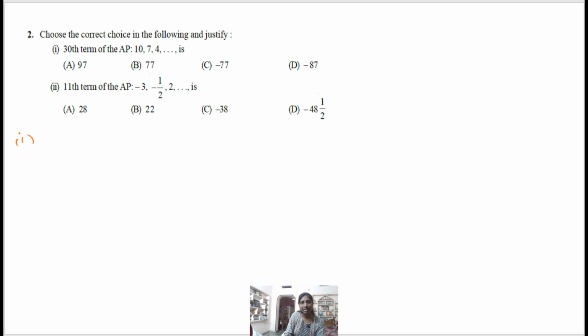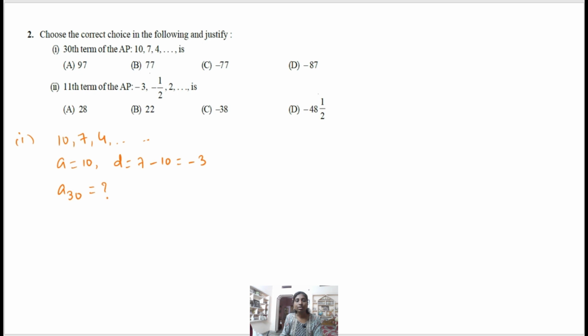Let us write the given AP: 10, 7, 4 and so on. The first question is, the 30th term of the AP is what? Here the first term a is equal to 10, the common difference d is equal to second term minus first term, which is minus 3, and we have to find the 30th term. It means a30 is equal to how much?